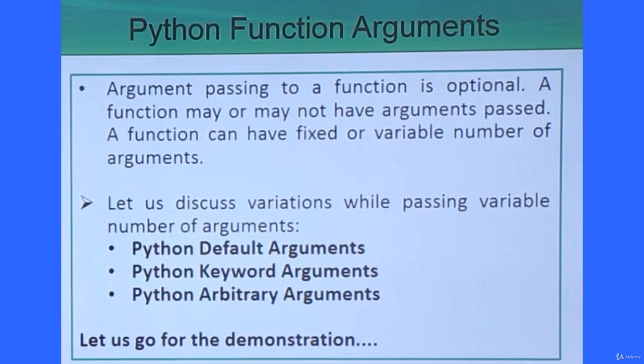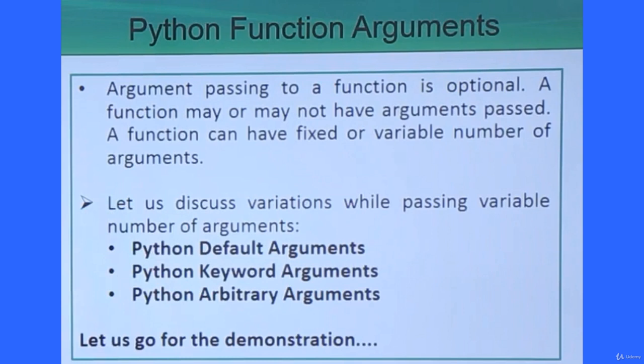As we discussed, these are the variations while passing a variable number of arguments to a function. So how to pass a variable number of arguments to a function? That can be categorized under three different heads: Python default arguments, Python keyword arguments, then Python arbitrary arguments. To discuss more on them, I think the theoretical concept will not be sufficient. Let us go for one practical demonstration. We will show how these Python default arguments, Python keyword arguments and Python arbitrary arguments can be implemented using Python coding. So here is the demonstration.